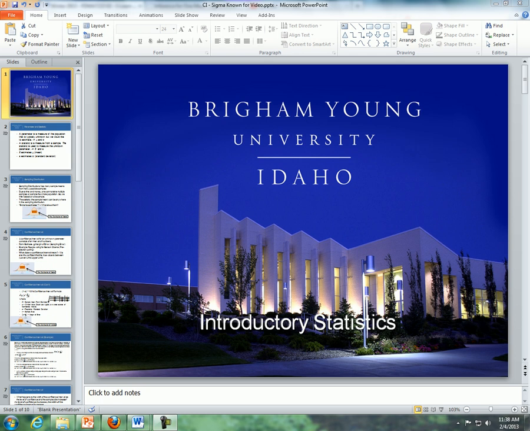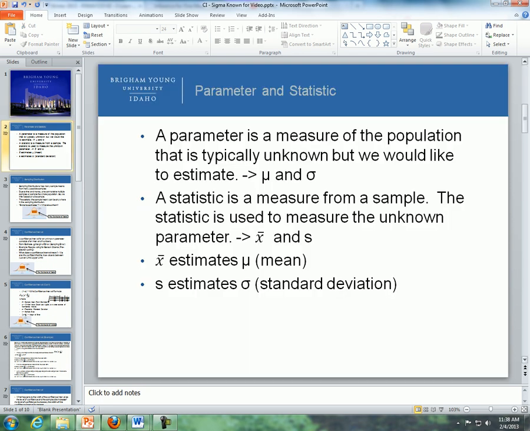Hello, this is Brother Cromer from the Math Department at BYU Idaho, and we'll be covering now Lesson 10, which is dealing with inference for one mean, sigma known, or population standard deviation known, and we'll be focusing in on confidence intervals. Now, first of all, I want to review a couple of issues.